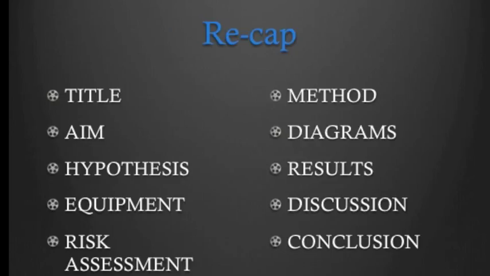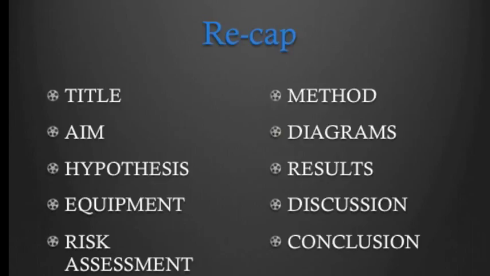So to have a quick recap of the experimental write-up procedure, you need to provide a title, an aim outlining the question you're trying to answer. You need to give a hypothesis of what you think is going to happen, the equipment list of everything you're going to need, a risk assessment and how you will avoid any injuries occurring.